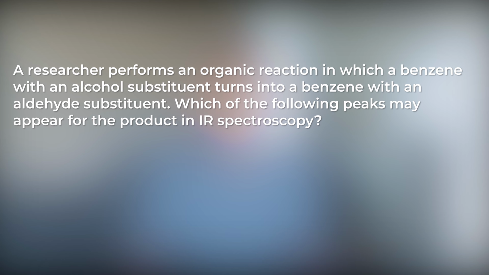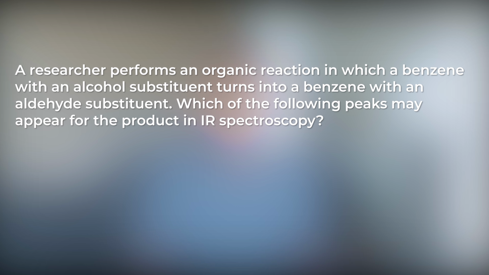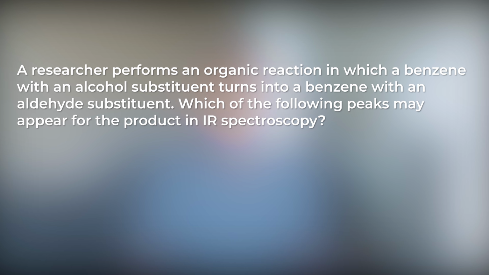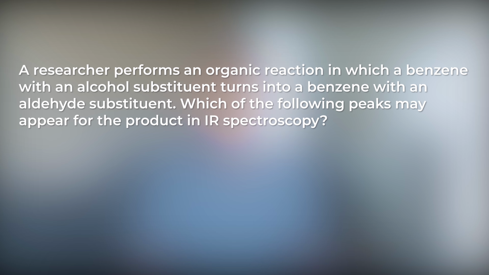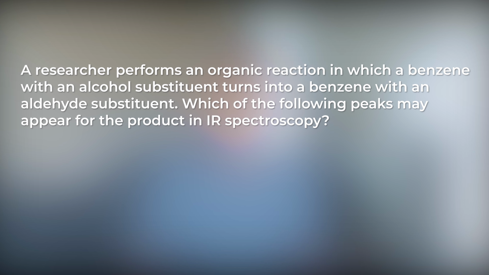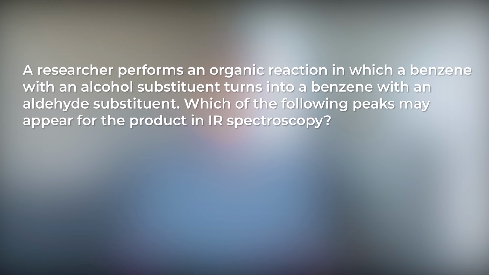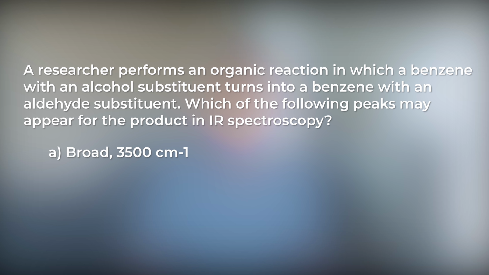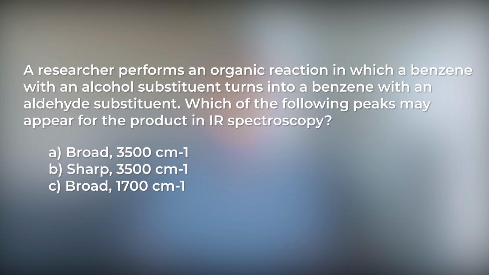A researcher performs an organic reaction in which a benzene with an alcohol substituent turns into a benzene with an aldehyde substituent. Which of the following peaks may appear for the product in IR spectroscopy? A. Broad, 3500 wave numbers. B. Sharp, 3500 wave numbers. C. Broad, 1700 wave numbers. Or D. Sharp, 1700 wave numbers.